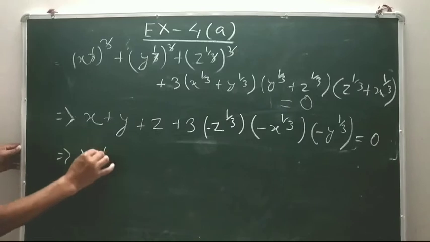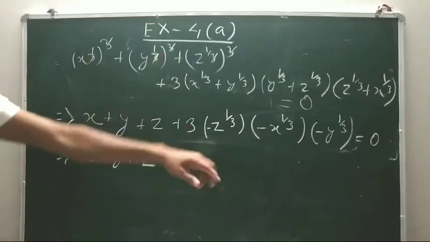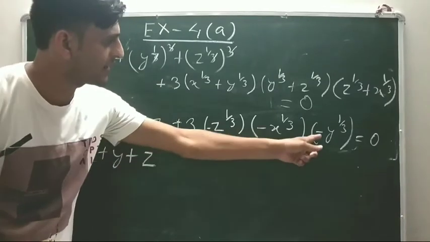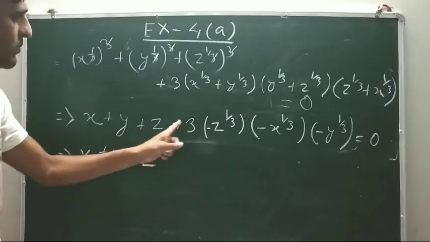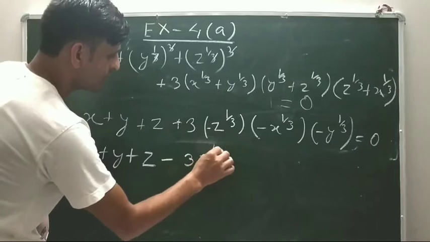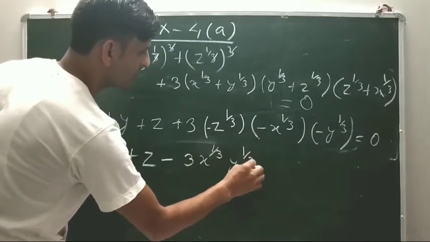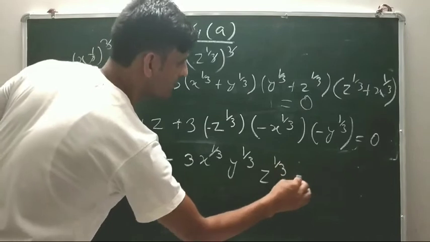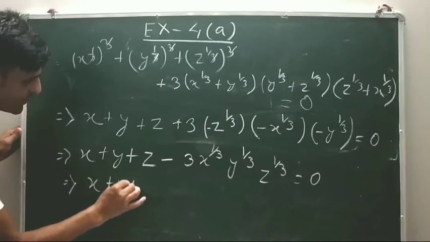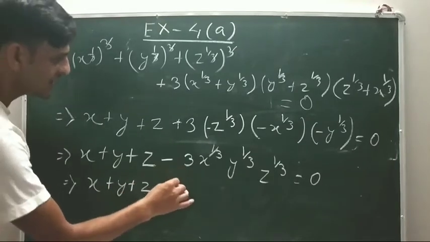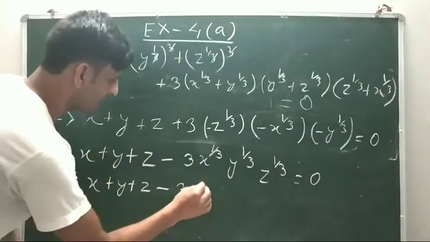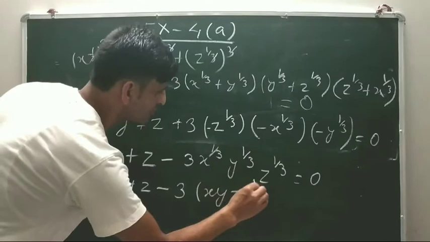This means it is x + y + z. Now look, plus 3, and the product of three minus signs means the result will be minus. Now it is 3 x^(1/3) y^(1/3) z^(1/3) equal to 0. Yes. Now how can we write this? This is x + y + z minus 3 times x^(1/3) y^(1/3) z^(1/3), and this can be written as (xyz) to the power 1/3 together.